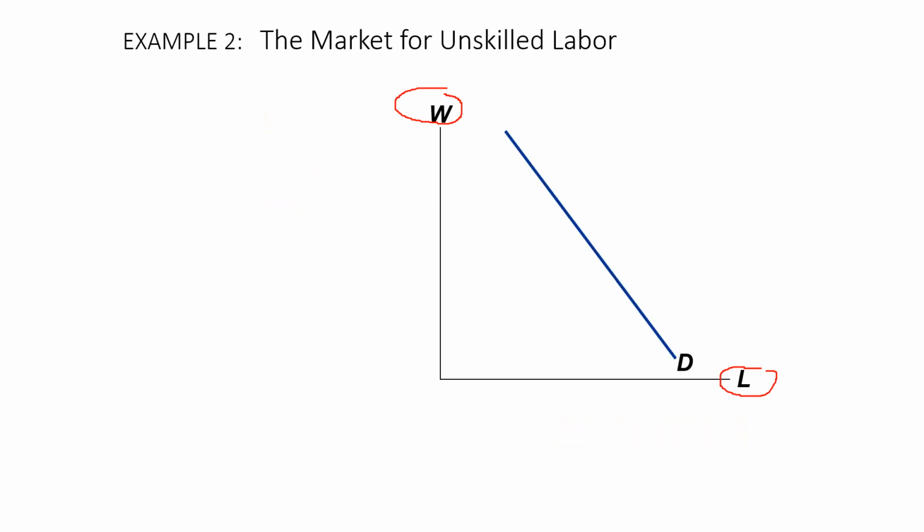Now, the demand curve for labor again is downward sloping. Why is the demand curve for labor downward sloping? Because the more wage a worker demands, the more expensive he becomes to hire. So less and less labor will be hired if the wage rate is high, and more laborers will be in demand if the wage rate is low.